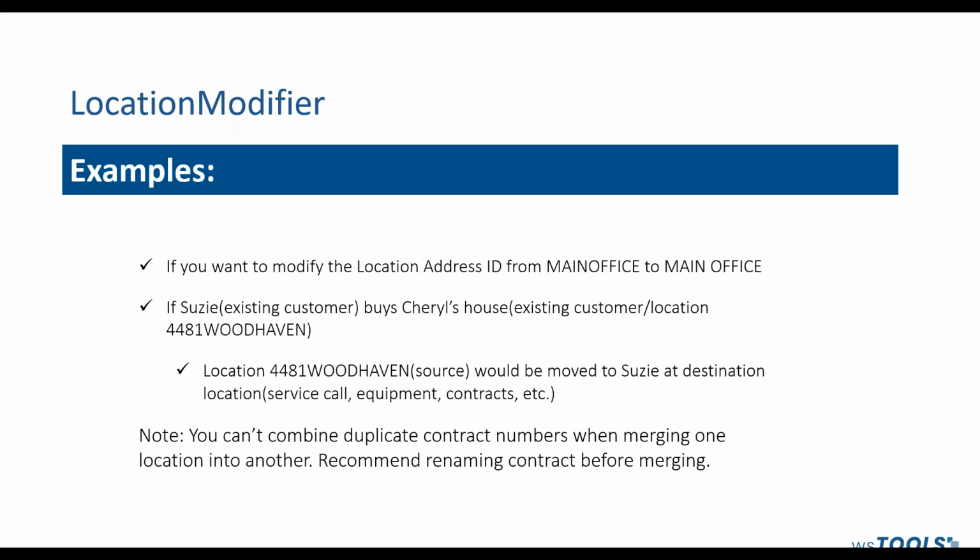Basically it would be updating all your tables to have "main office" as the address ID with a space in it. Again, a very simple way to do it, but very powerful if you wanted to correct a misspelling or somebody set something up wrong, just truly doing a correction from that perspective.